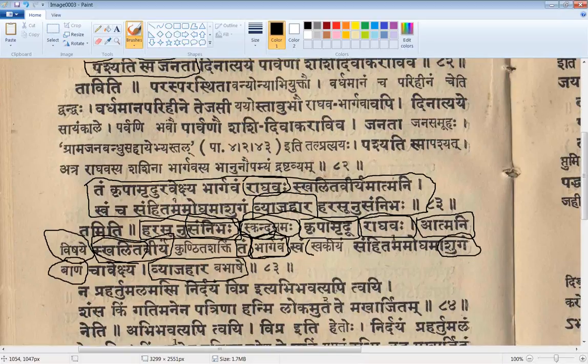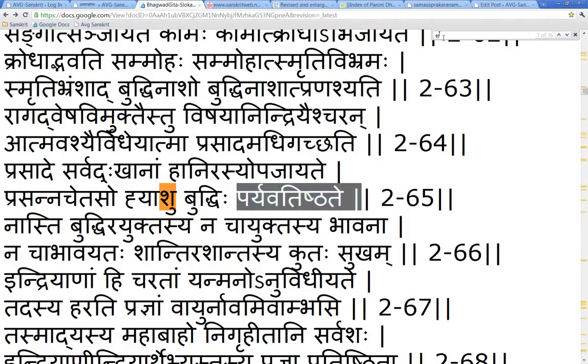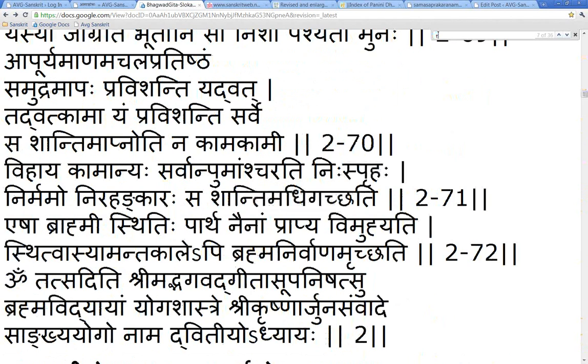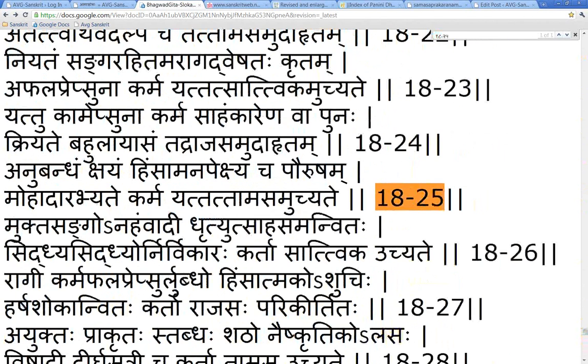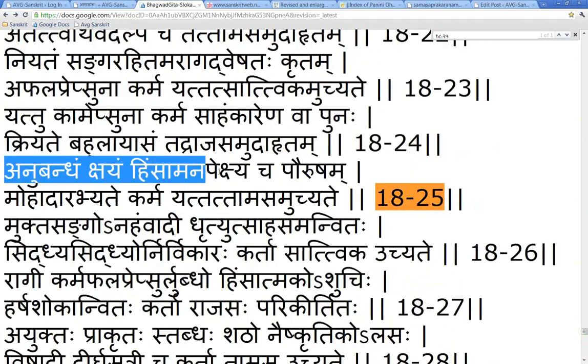So aveksha comes in Gita, anavekshita paurusham. Tamasic karma, right? It comes in Gita. This is the Tamasic karma, chapter 18 of Gita. Anavekshita paurusham. Muhadarabhyate karma yattat tamasamuchyat. Chapter 18, maybe around 25-ish. Is that, yes, right? Oh, good, lucky hit. 1825. Anubandham ksham himsam anavekshata paurusham.